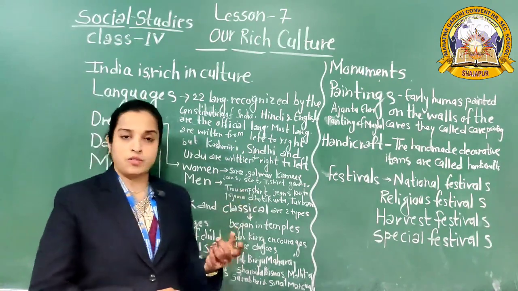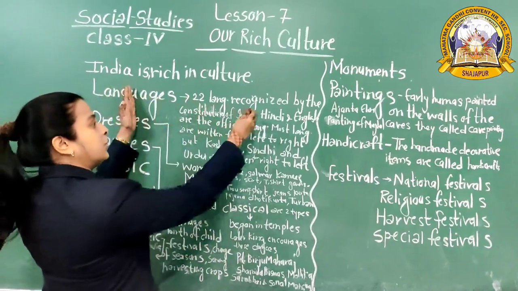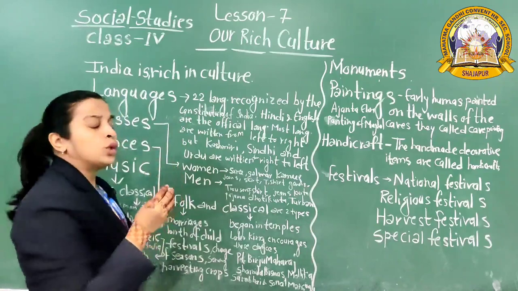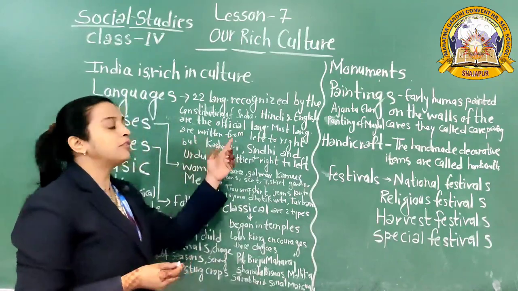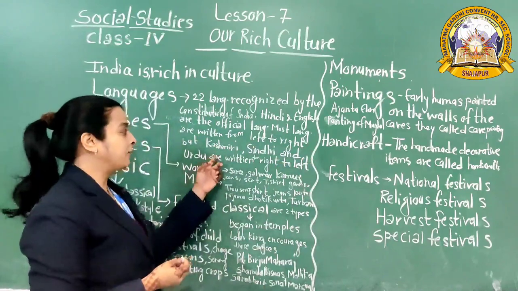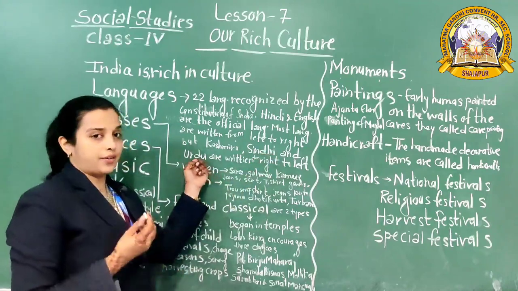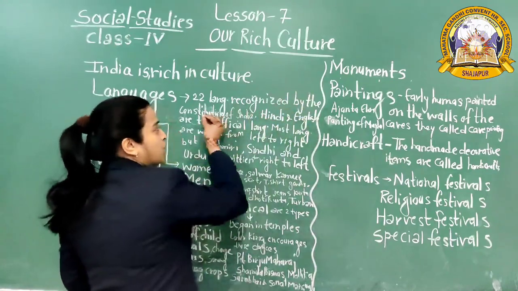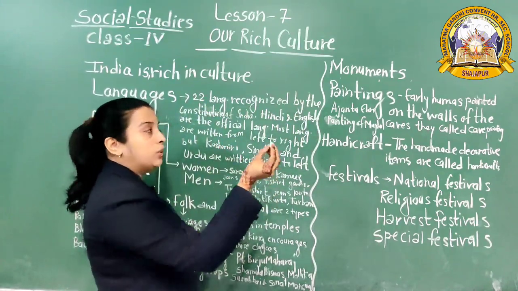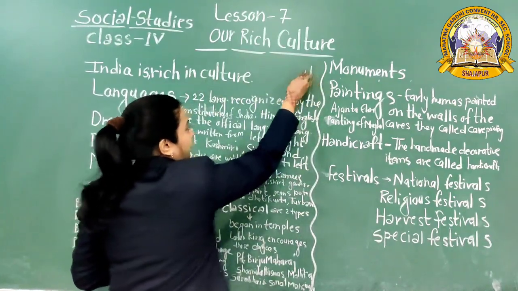Do you know how we write? Generally, we write from left to right. Hum kaise likhte hain? Left se right ki taraf. So most of the languages are written from left to right. But some languages like Kashmiri, Sindhi and Urdu are written from right to left. Kuch languages right to left bhi likhi jati hai, like this.